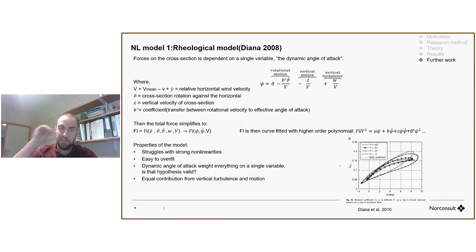This can work, but it doesn't handle strong nonlinearities. Hopefully we don't get strong nonlinearities either. We want a cross section that's mainly linear. It's also easy to overfit the problem, and now you have equal contributions from the vertical motion, the vertical turbulence, and the rotational motion. We don't really know if that hypothesis is valid, and maybe it's too simple to push everything into one dynamic angle of attack, one unique parameter.